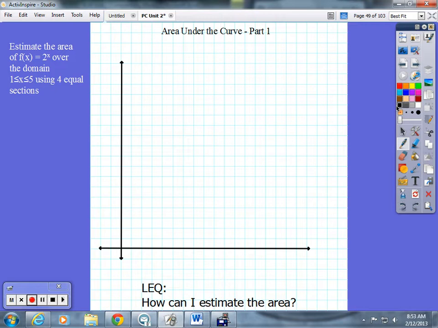Okay, now the easy way to do that is to figure out the width of your sections first, because that's going to help you label your graph and what to count by on the x-axis. That's going to be our domain divided by the number of sections. So 5 minus 1 equals 4, divided by 4, means each section is going to be 1 wide. Now that's an easier type of problem, but we're starting out right now. So we can count by ones down here. 1, 2, 3.